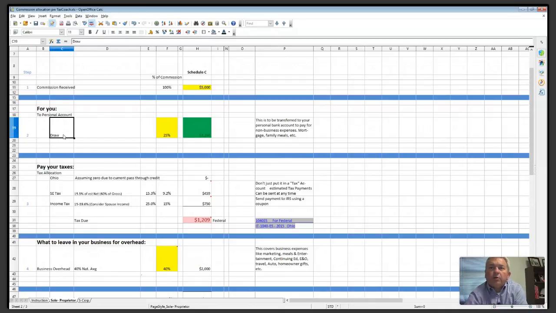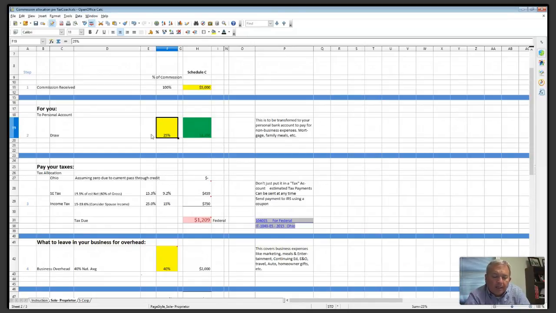And we're going to call that a draw. And we're saying that in this case, we're estimating that it's safe to allow the business owner to move 25% of their commissions to their personal account without dramatically negatively affecting their business. That number, that percentage, can be changed.